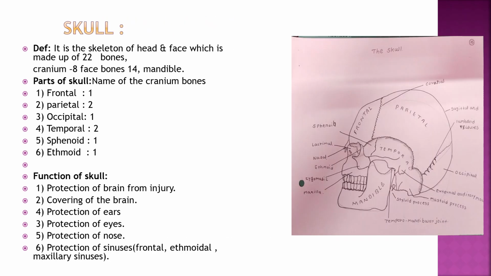So first part is skull. So it is mainly the skeleton of the head, and it has many cranial bones like frontal, parietal, occipital, temporal, sphenoid, ethmoid, and the main function of the skull is to protect the brain from injury.